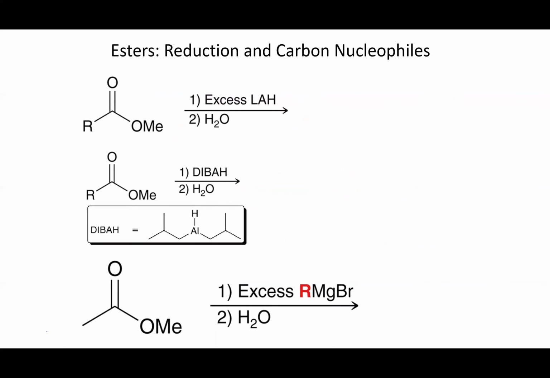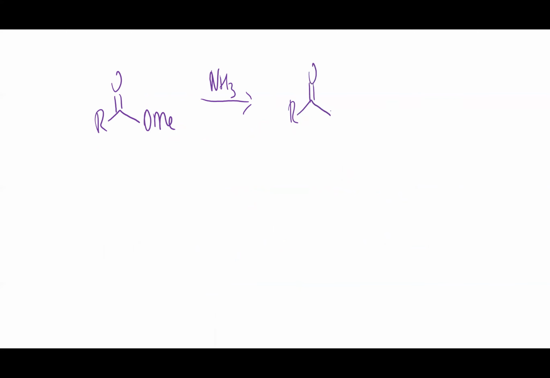Esters will undergo, oh, one more thing before I get onto there. Esters will react with amines like ammonia to give you amides, but the reaction is not real efficient. Typically, you would do the reaction with acid chlorides, and that's something we'll see in the next section.